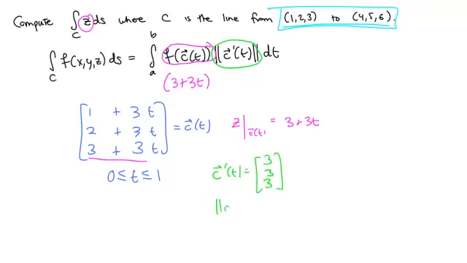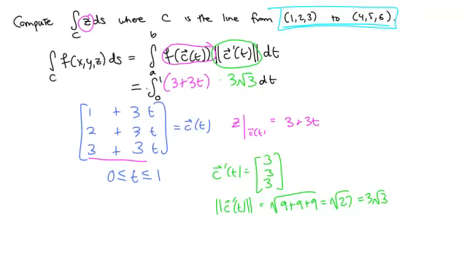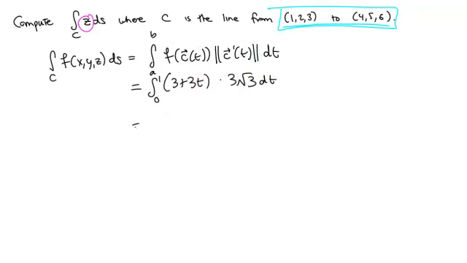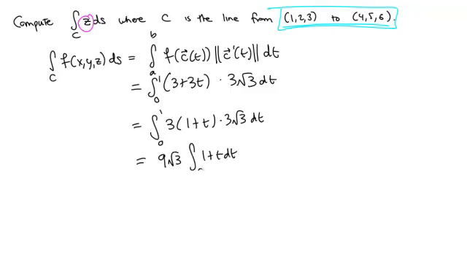That means the speed of this curve is the square root of 3 squared plus 3 squared plus 3 squared. That's the square root of 27, or 3 root 3. Putting this into the integral, we integrate (3 plus 3t) times 3 root 3 dt between 0 and 1, which were the limits on our parametrization. We can pull a 3 out, so we have 3 times (1 plus t) times 3 root 3 dt, from 0 to 1. Pulling the constants out front gives 9 root 3, leaving the integral of (1 plus t) dt from 0 to 1.